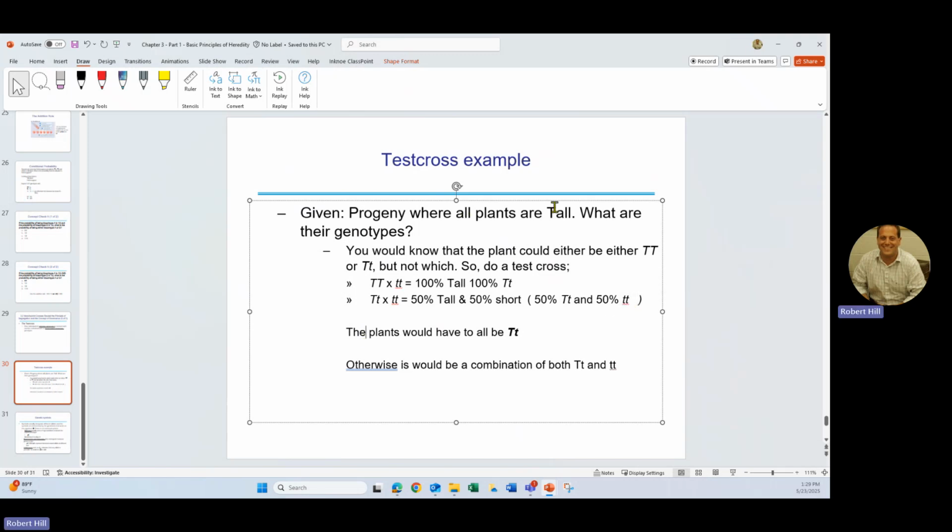Right? So, what are the genotypes? Well, the plants would have to be heterozygous, right? Otherwise, it would be a combination of both heterozygous and homozygous recessive. So here is your test cross, because you're crossing these unknown genotypes with the homozygous recessive.